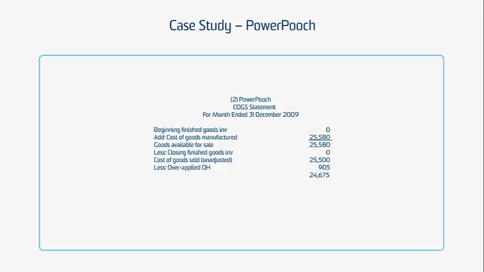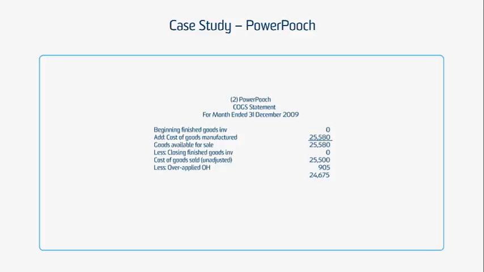So why do we need that number? That was the number we used to estimate for the sales revenue when we get to the income statement. Now we less the over applied overhead of 905 and we have adjusted cost of goods sold. We use that adjusted cost of goods sold in the income statement.